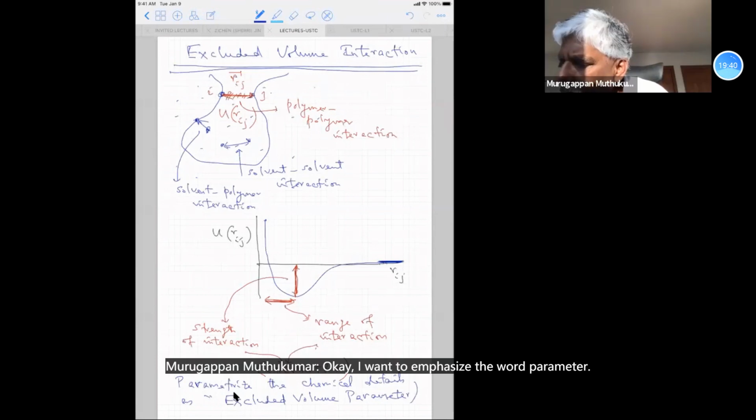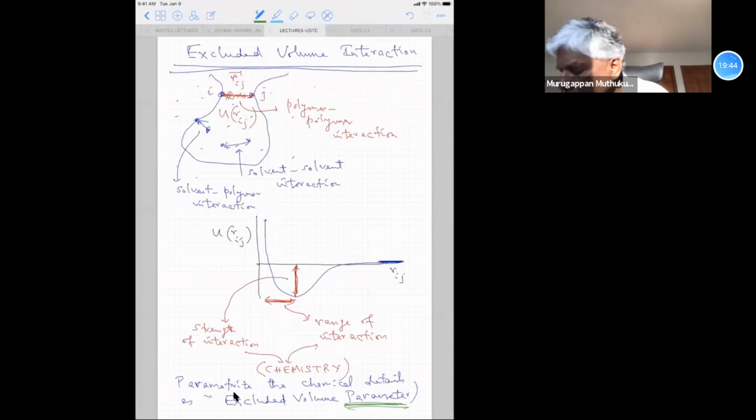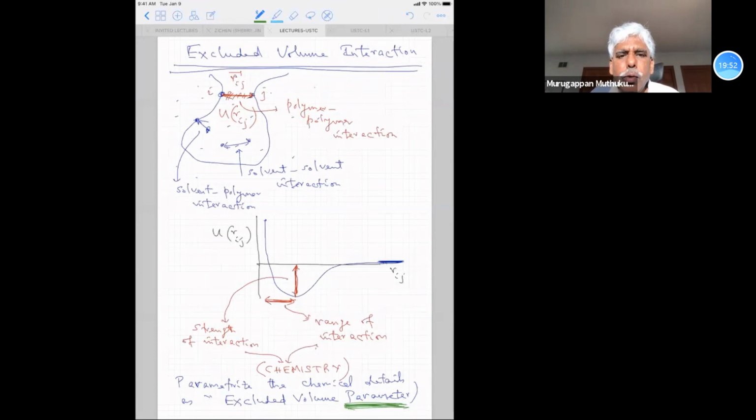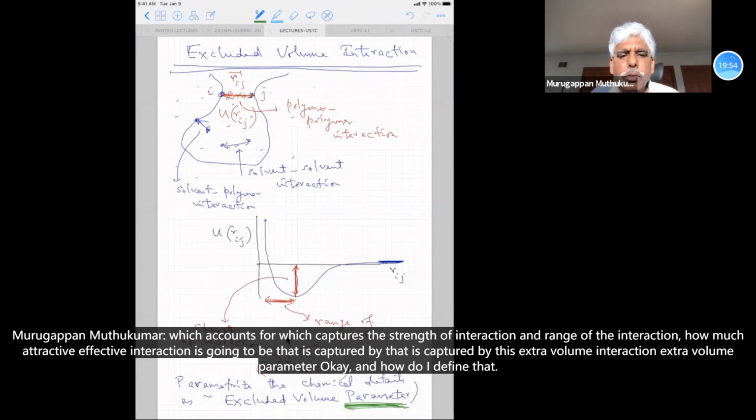Okay, I want to emphasize the word parameter. This is not a volume. You should not consider this to be an excluded volume. This is a parameter which captures the strength and range of the interaction, how much effective attractive interaction there is going to be. That is captured by this excluded volume parameter.